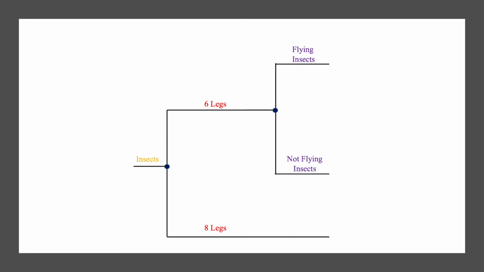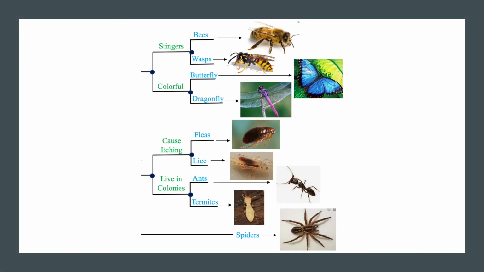Within the 6-legged insects, we can diverge into the next classification of flying or not flying insects. Within these two categories, they diverge again. Flying insects either have stingers or are colorful, and not flying insects either cause itching or live in colonies. The insects that evolved from 6 legs, flying, and stingers are bees and wasps. The insects that evolved from 6 legs, flying, and colorful are butterflies and dragonflies.